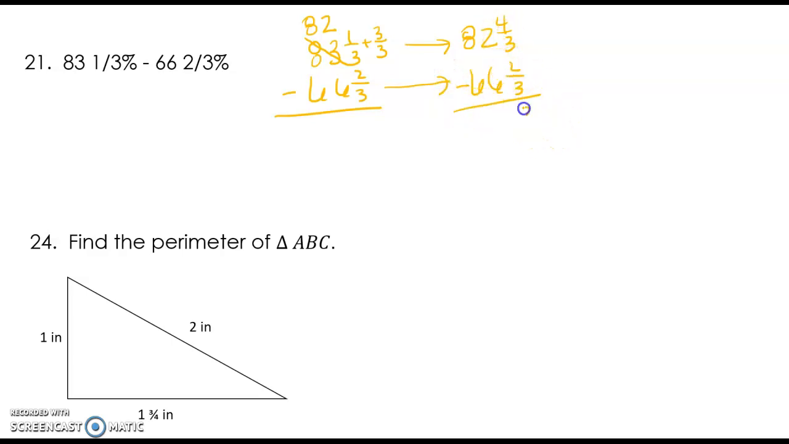4 minus 2 is 2. We're going to have to borrow here, 6 and 1. So I have 16 2/3%.